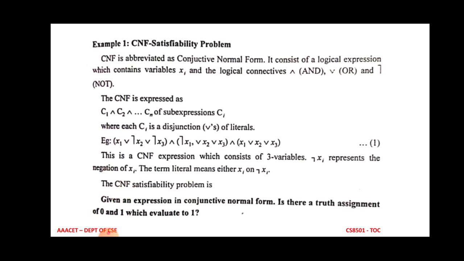The clause only has the OR operator. The second clause is (not x1 or x2 or x3), whose logical connectives are also OR, and the third clause is (x1 or x2 or x3). So here there are 3 clauses that are connected with the AND operator, and within those clauses the logical connectives are the OR operator.